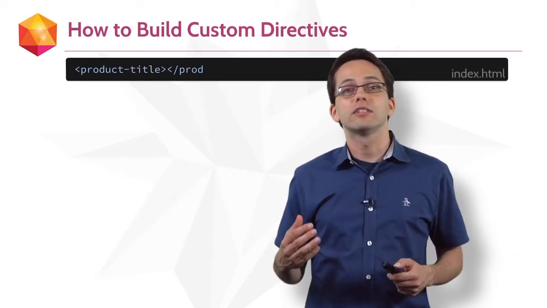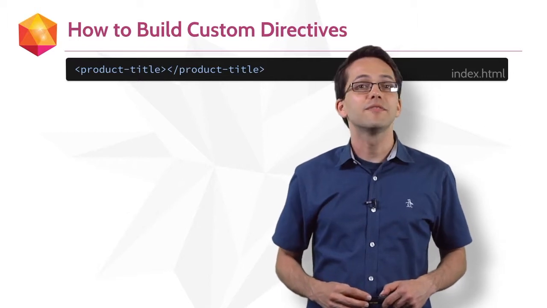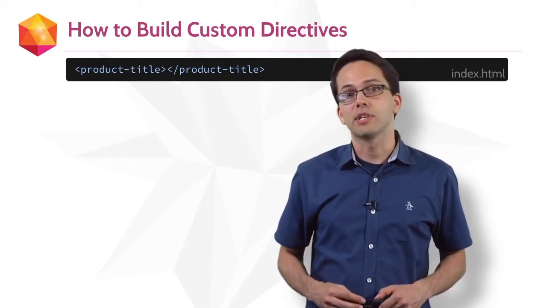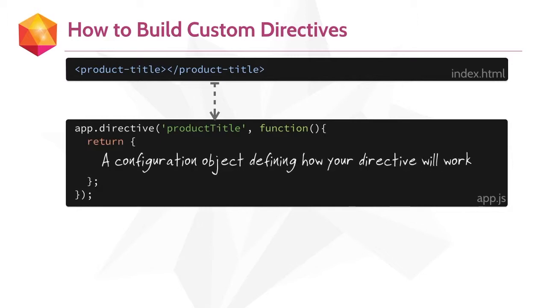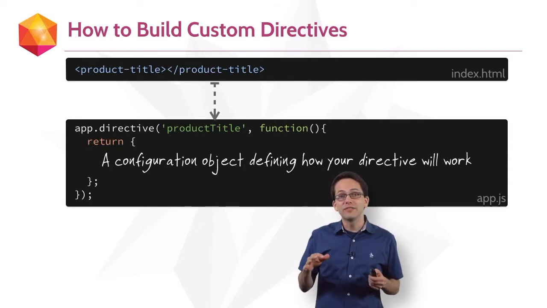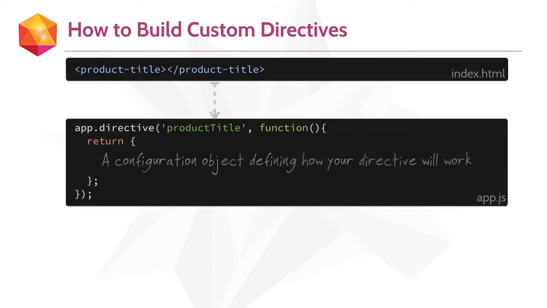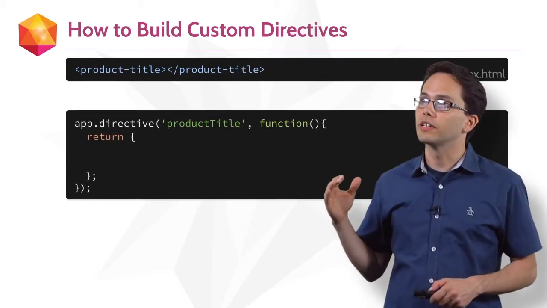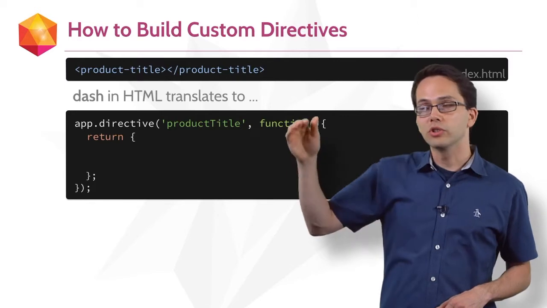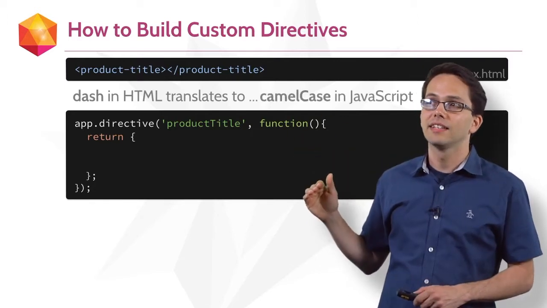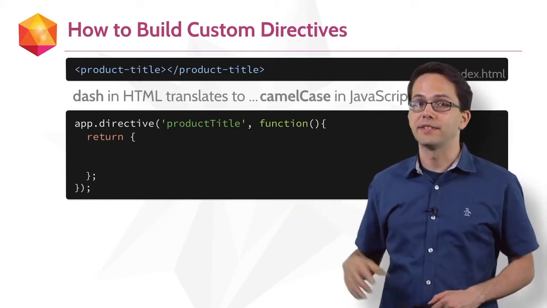To make this product title custom directive work, we need to define this directive from inside our app.js. We'll write app.directive, specify product title, and the second argument is going to be an anonymous function, which returns a directive definition object. This is basically a configuration defining how your directive is going to work. You might also have noticed here that the dash in the HTML of the directive will translate to camel case in JavaScript when we define the directive.